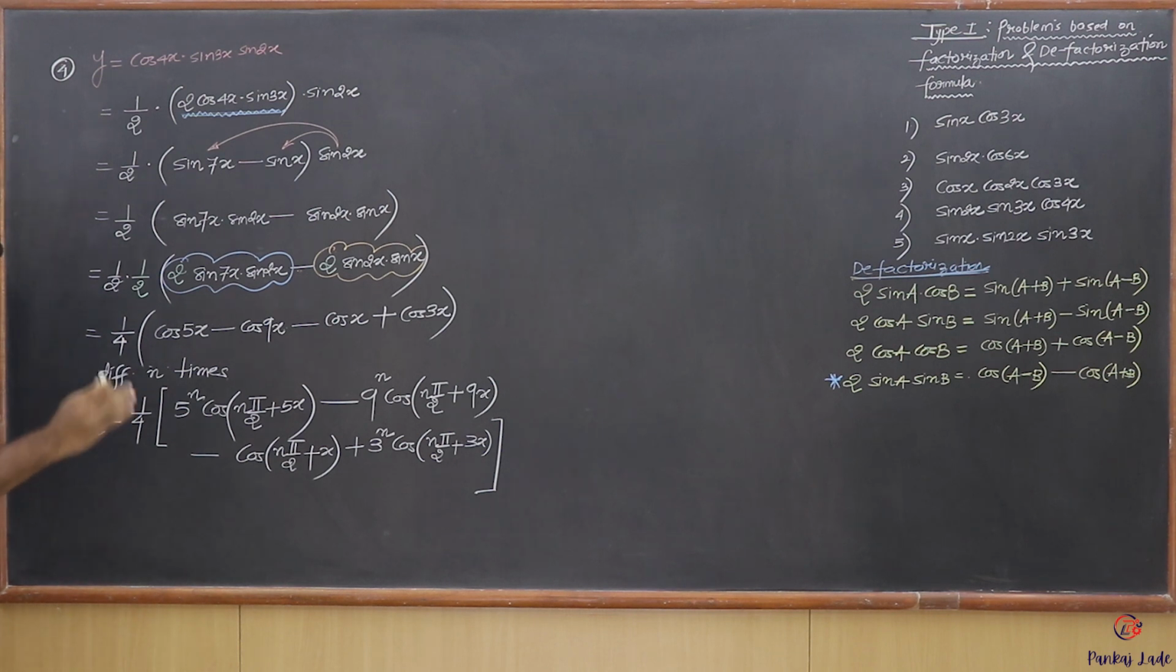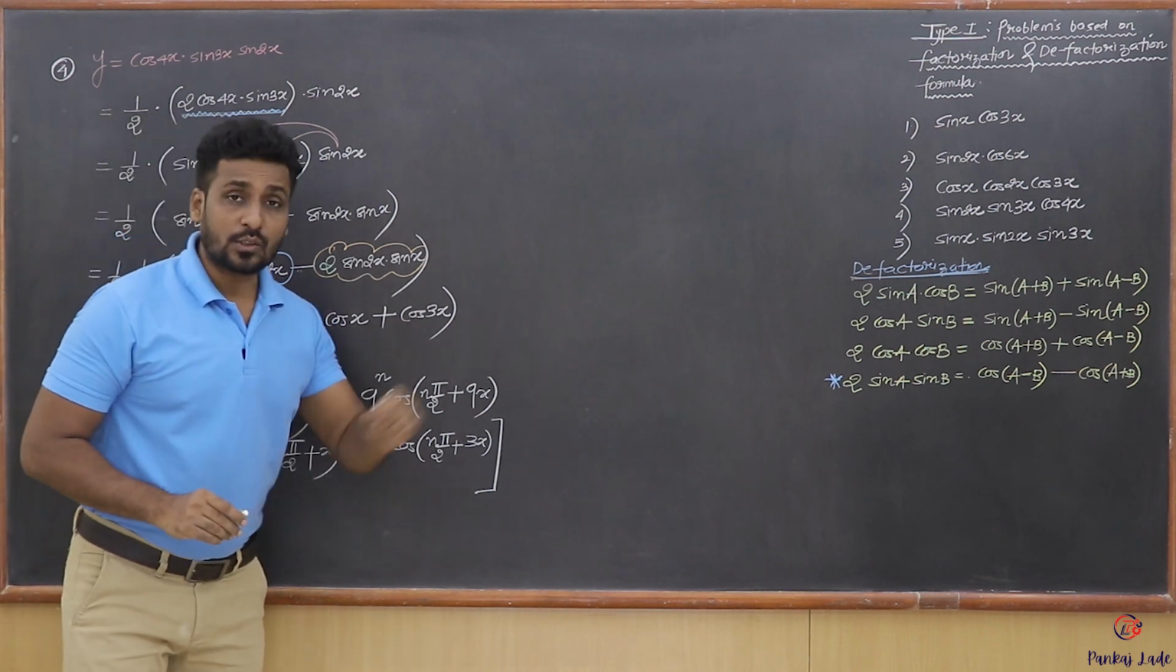What I have done here, I have rearranged the terms as if to get the greatest angle term at the beginning. So the nth derivative is over here, 1 upon 4, 5 raised to n cos of n pi by 2 plus 5x and so on. The terms have come over here. So that's the solution for this particular question. So let's very quickly take the next question also.